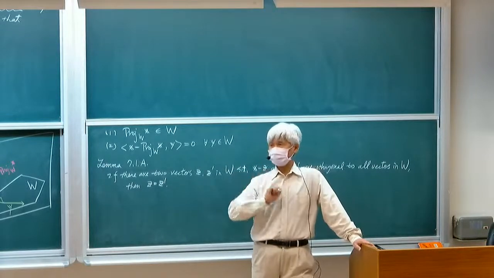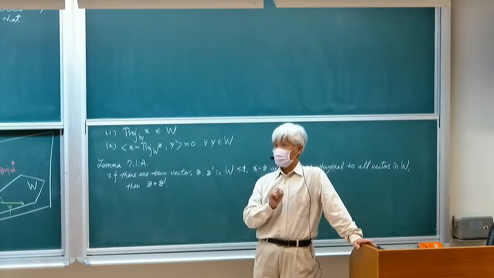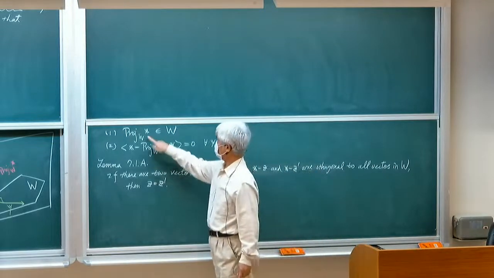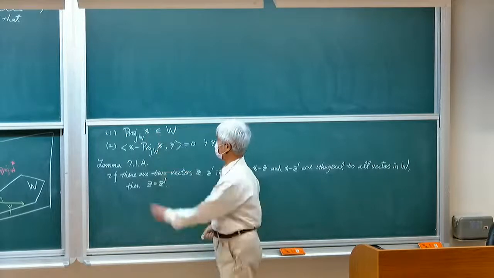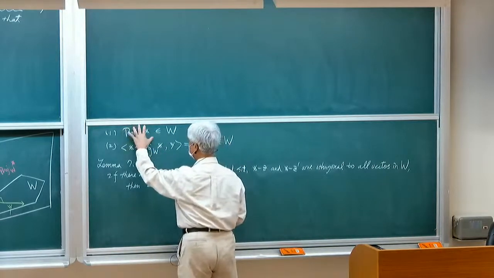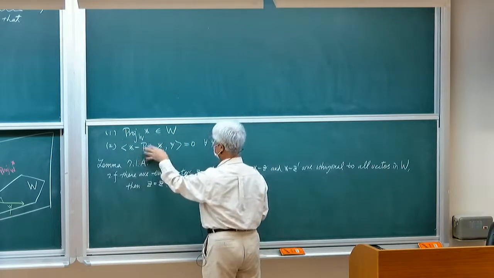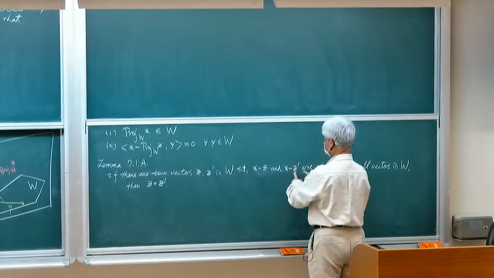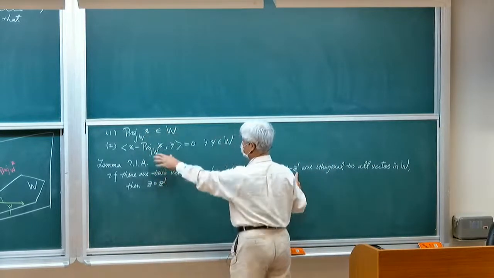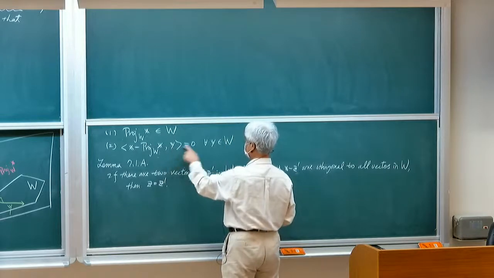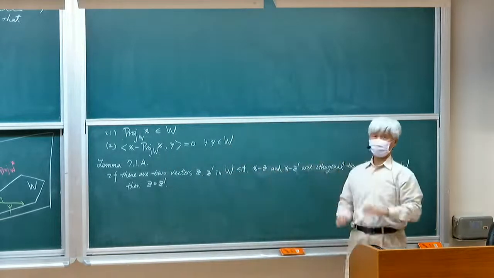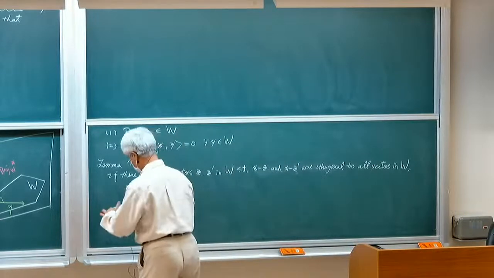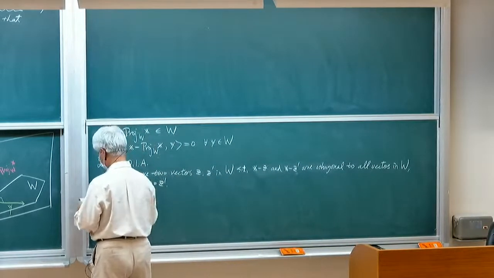So existence implies uniqueness. We haven't settled the existence problem yet, but if we have one vector satisfying these two properties, so Z is in W, and X minus Z is orthogonal to every vector in W, and if we have another Z prime in W, and X minus Z prime is also orthogonal to every vector in W, then Z and Z prime must be equal.